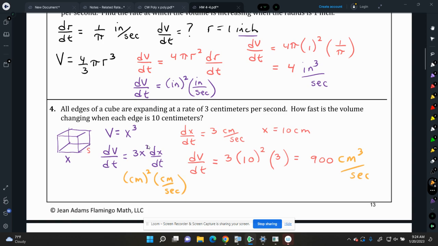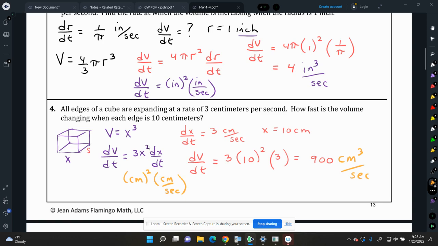Before I do number 5, I know a few of you gave me some 3s when I asked for your fist to 5. Does that mean you have questions, things you're not understanding, or you're just not feeling totally confident? Really confident.